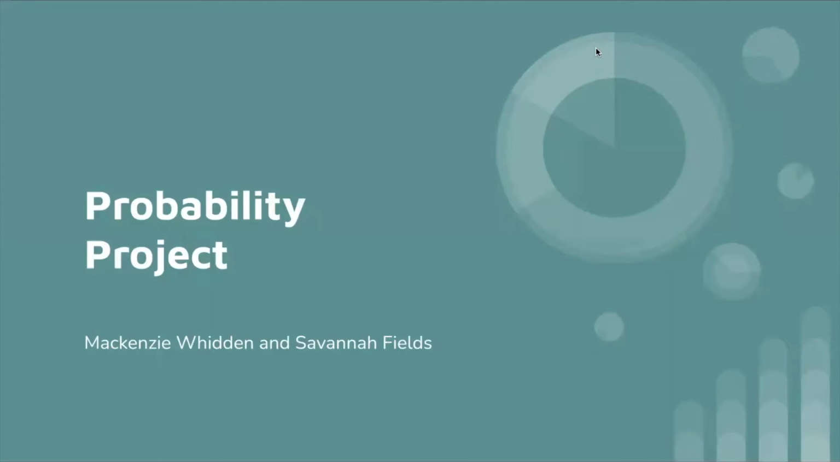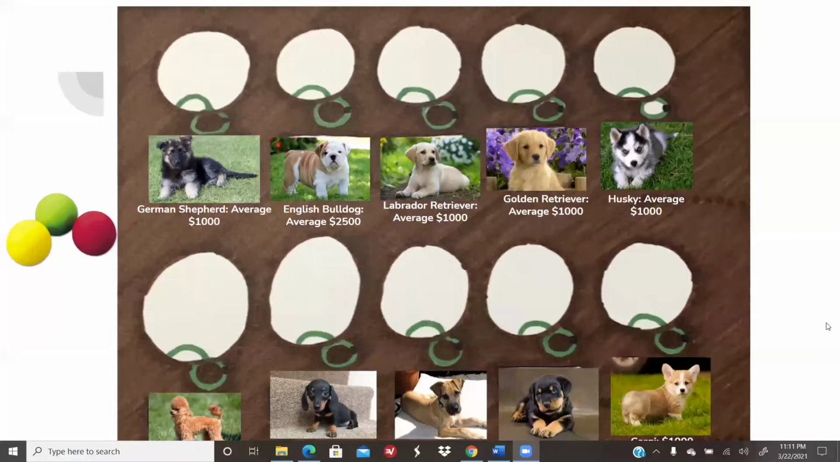Okay, so this is our probability project by Mackenzie and Savannah. This is our game board. You have 3 balls on the left side of the game board, and then you have 10 holes. Ideally, if you were doing this in person, this would be a wall with 10 holes in it.